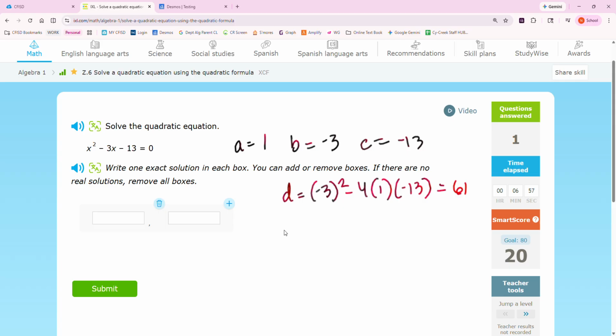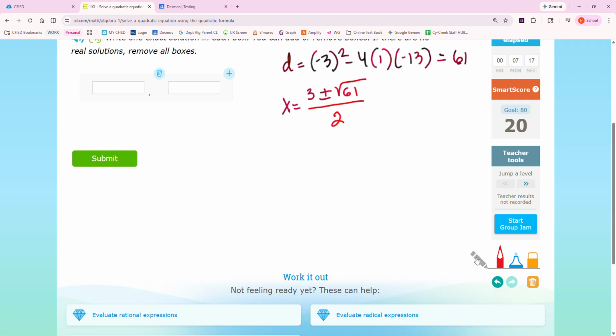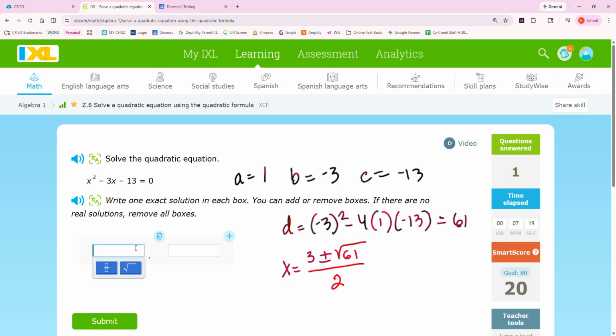So now let's go ahead. This is going to be x equals. Now, since our b is negative, we're going to change that to +3, plus or minus the square root of 61 all over 2 times 1, which is 2. So this one's a little bit easier just because it stays. Let me turn off the pencil. So this is going to be 3/2, and then that's going to be plus.